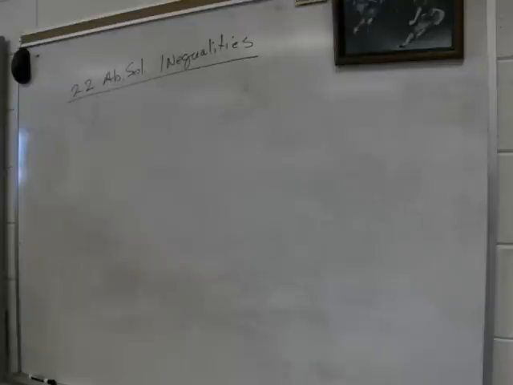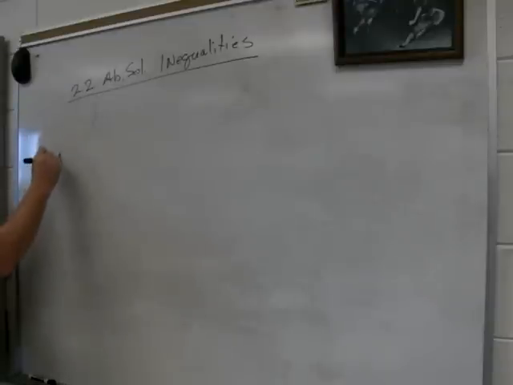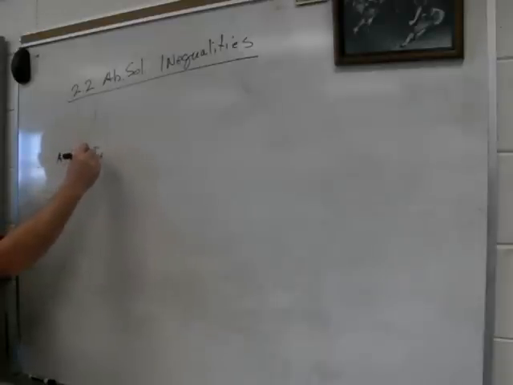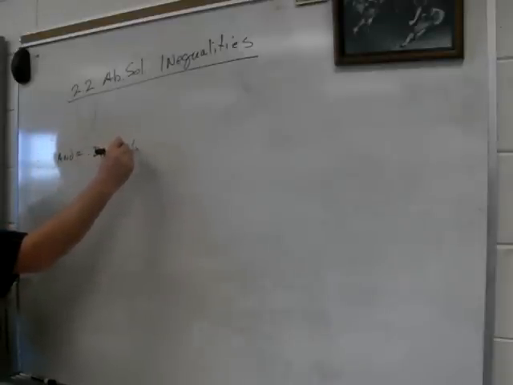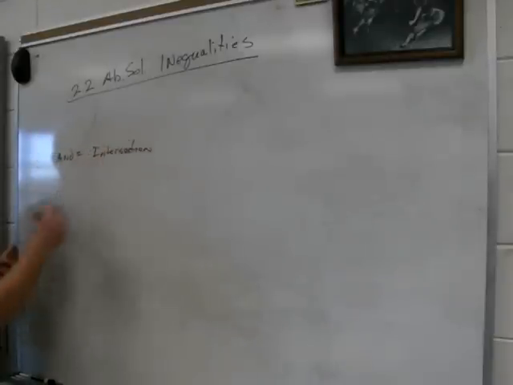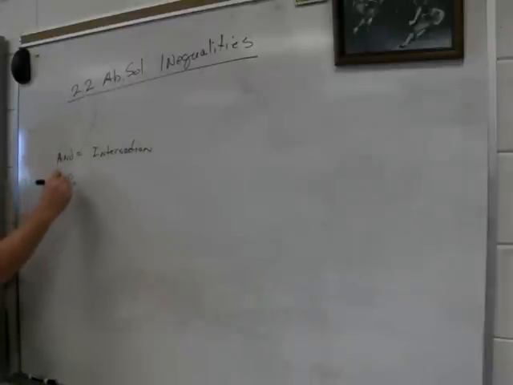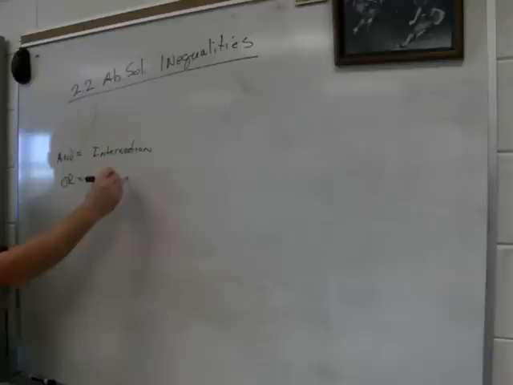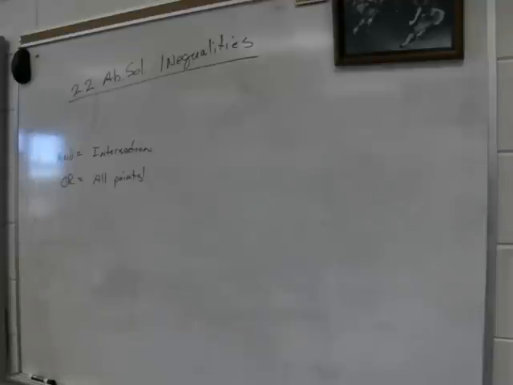The first thing is some vocabulary. We need to know "and" means intersection. You need to know that. And then "or" means all points. Copy that down. This will make more sense in just a minute when I explain it. But you need this in your notes so when you come back to look at it, it'll help you study.